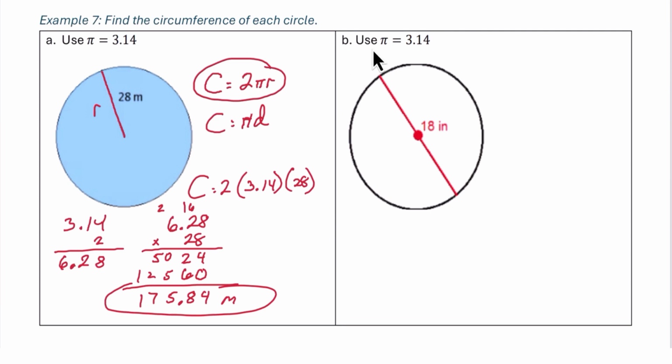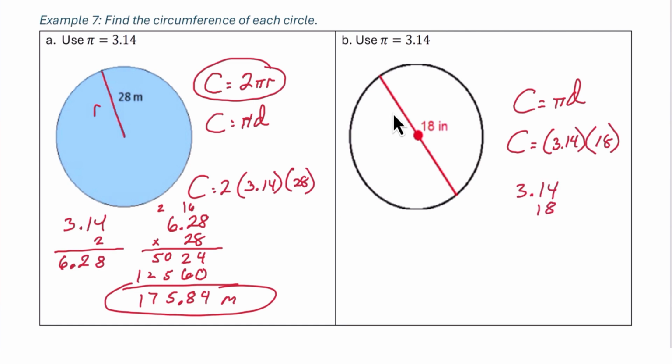In example B, we're given the diameter. So this time, let's use C equals pi d. Pi, again, we will approximate to be 3.14. The diameter is 18. So we need to multiply these. 8 times 4 is 32. Carry the 3. 8 times 1 is 8. Plus 3 is 11. 8 times 3 is 24. Plus 1 is 25.